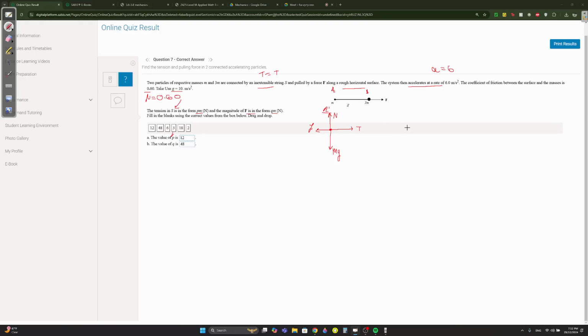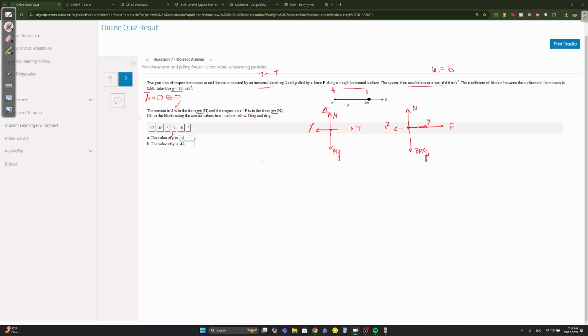Okay, block B. Down, it has its weight. But since it's 3m, it's going to be what? W is equal to mg. What's its mass? It's 3m. So 3mg. It has a normal reaction. It's being pushed by a force F, and it's also being pushed by the string. And then it has friction, right? Okay, let's see.